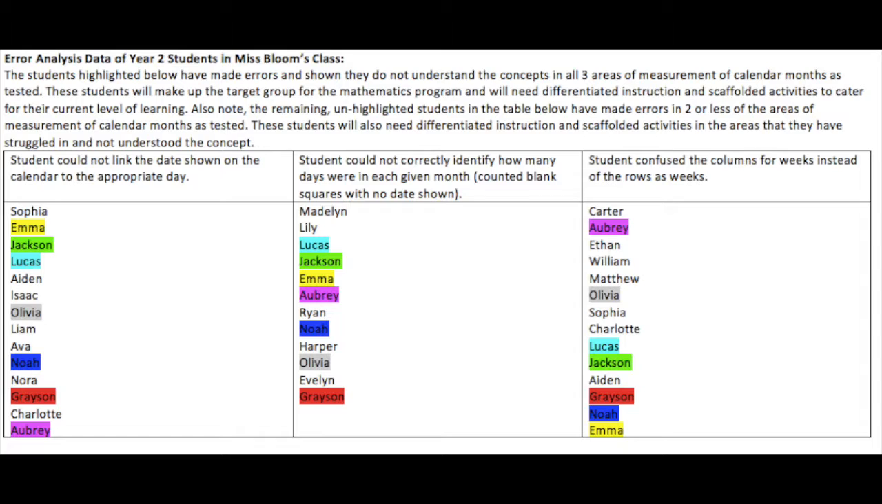As you can see from the data, there are quite a few students in each box, but the highlighted students are the ones who struggled across all three aspects, and these students will make up my target group. This target group will require differentiated instruction and will need extra support.